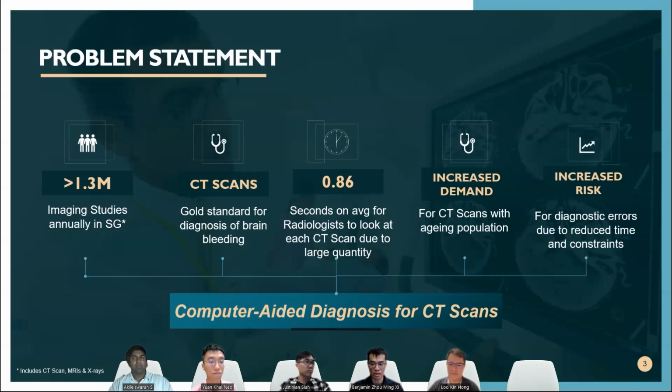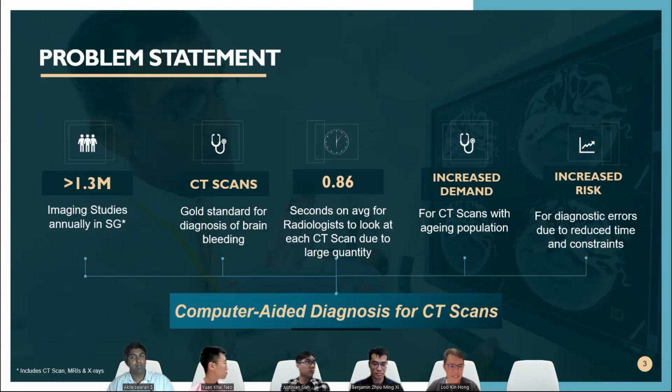CT scans are the best way and the gold standard to actually identify brain bleeding. We have a very short time to diagnose issues based on CT scans when we are looking at brain bleeds, due to the sheer number of them. Wow, it must really be stressful to ensure you make the right call on a diagnosis, because this is going to affect a patient's life. That is very true, Akhilesh.